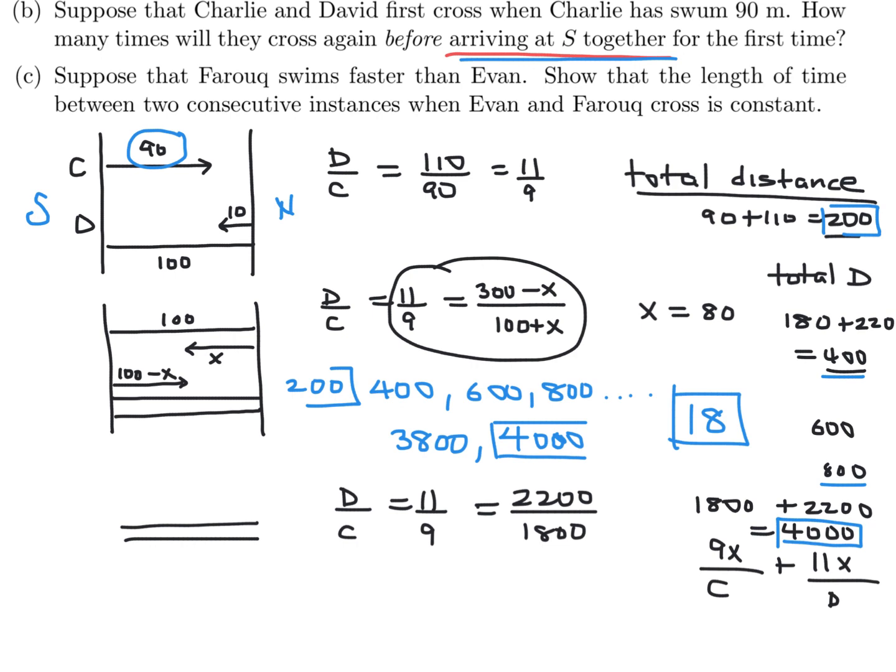You just got to make sure you read the question carefully, because somebody might write 20 times or 19 times. But if you're doing that, you've added the initial time they cross, or you've also included the last time that they cross. So specifically what they want is just the 18 times. So they cross 18 more times before arriving at S.